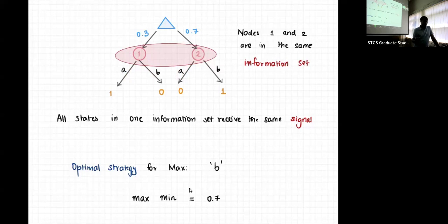This is a question, right? Now, if Max plays A, you know that with 0.3 probability you will be here, with 0.7 probability you will be here. If Max plays A, here there is nothing that Max gets. Here Max will get 1, so the payoff will be 0.3. On the other hand, if Max plays B, with 0.7 you get this one, right? So Max will play B. So far so good.